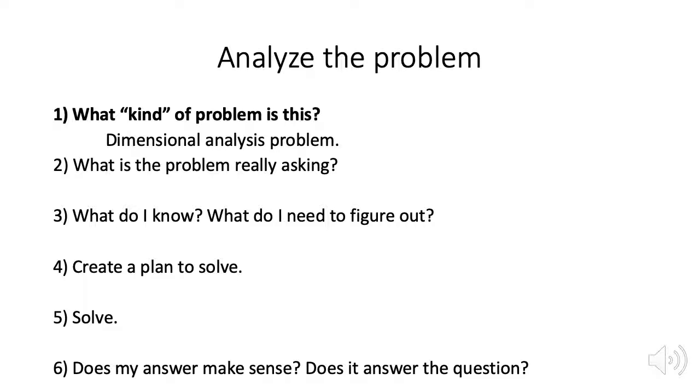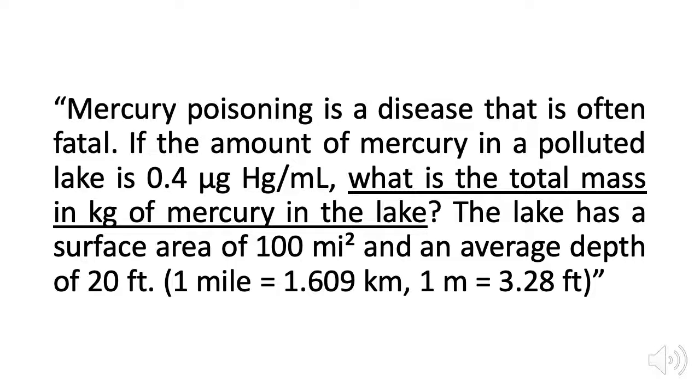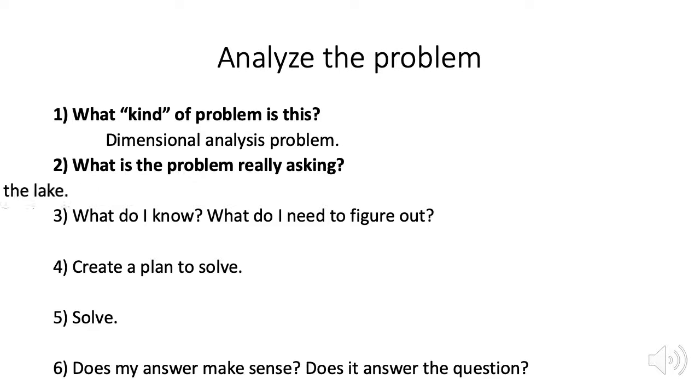We've seen a lot of these problems in this unit. We're continuing to work these kinds of problems with stoichiometry now, and it'll be important to obtain some level of mastery with dimensional analysis going forward in general chemistry. So what's the problem really asking? Well, it turns out this is pretty straightforward. All I need to do is find the total mass of mercury and make sure that the units are kilograms. So I'm solving for a total mass of mercury in the lake.